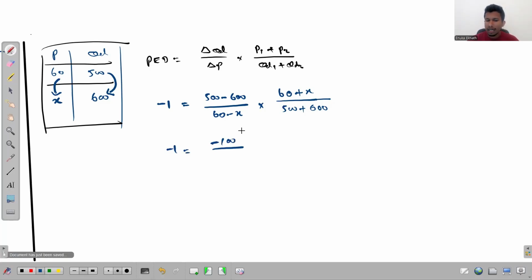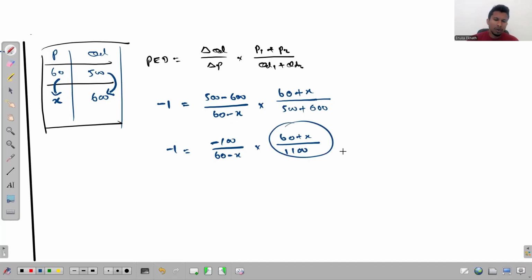And then -1 equals, you write here, this is -100. So be careful about the signs because this is mathematics. This is 60 minus x, right? 60 minus x again multiplied by 60 plus x over 1100. So here you have two positive values, but in this one the numerator is negative, but the denominator we don't know, actually. We don't know the numerator's value.